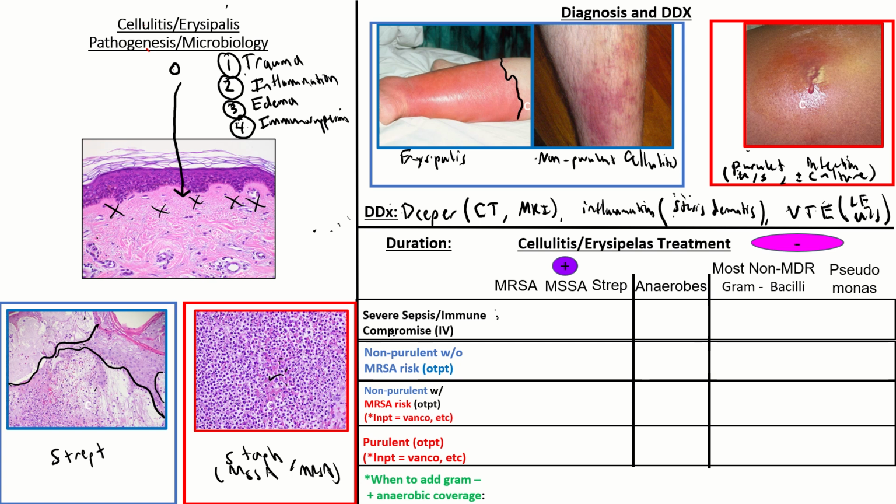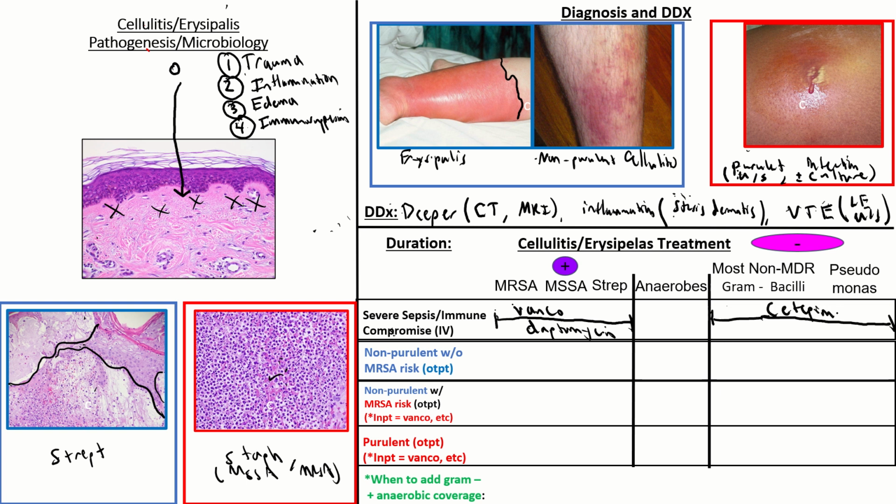Severe sepsis, immune compromise, you do want to cover MRSA, MSSA, and strep. For these patients, you're really going to use a broad spectrum gram-positive agent, like vancomycin; daptomycin as well can be used. And you are going to need an antibiotic that covers most of your gram-negatives as well as Pseudomonas. At our hospital, we use cefepime.